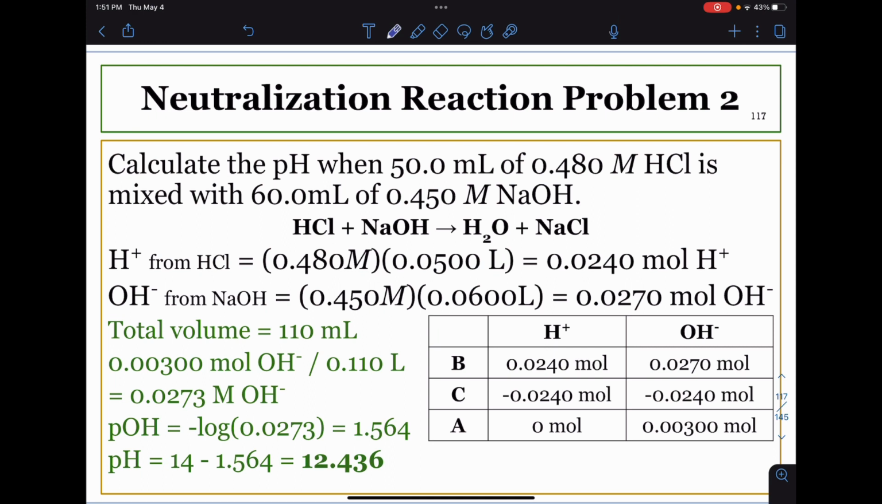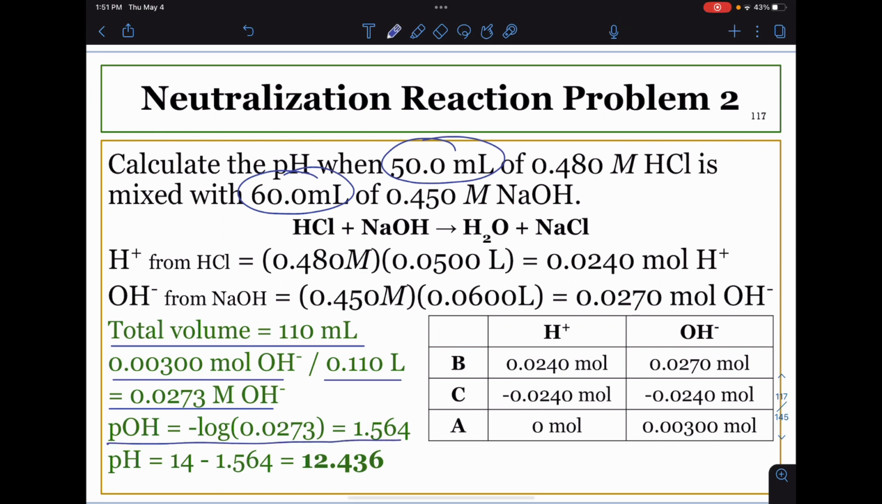So we have a total volume of 110 milliliters because we mixed 50 milliliters with 60 milliliters. So we have moles of hydroxide left over divided by total volume turned into liters. This leaves us with 0.0273 molarity hydroxide. When we take the negative log of that, that gets us pOH. And then use your simple equation to connect pH and pOH. 14 minus pOH gets us pH, which is 12.436.